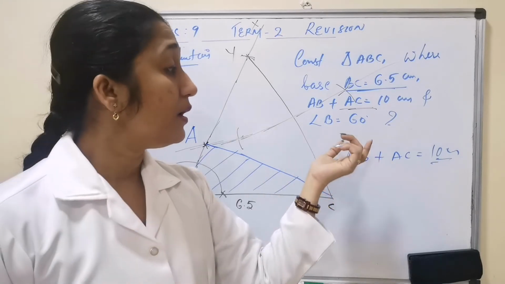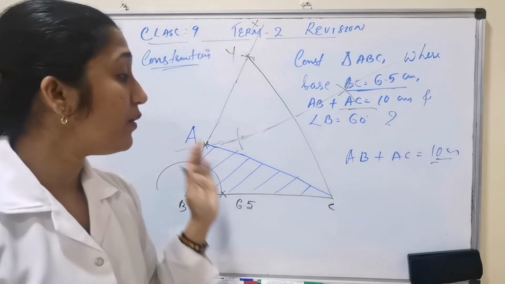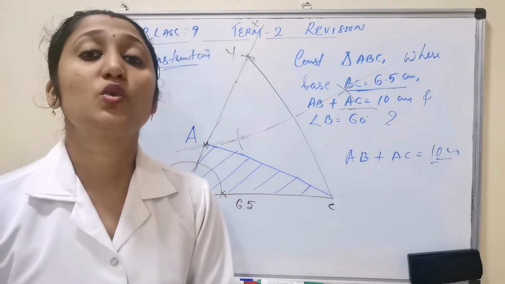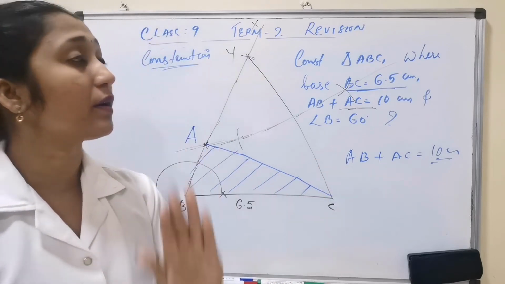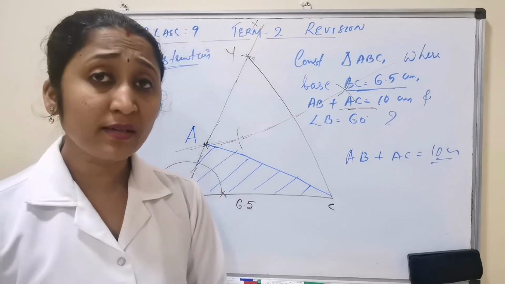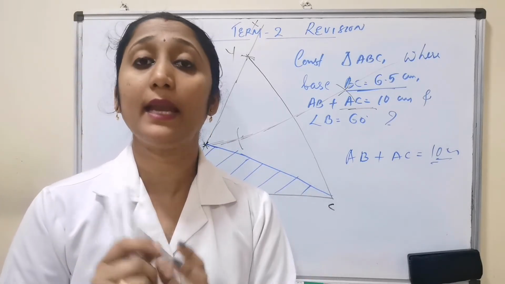If you got this correct answer, 10, it is correct. So this is a very important question. You should thoroughly practice this. I hope you all understood how to construct triangle ABC. Next I will tell you how to construct 75 and 90.